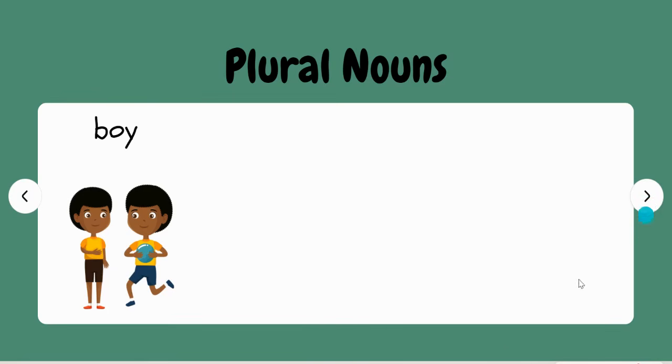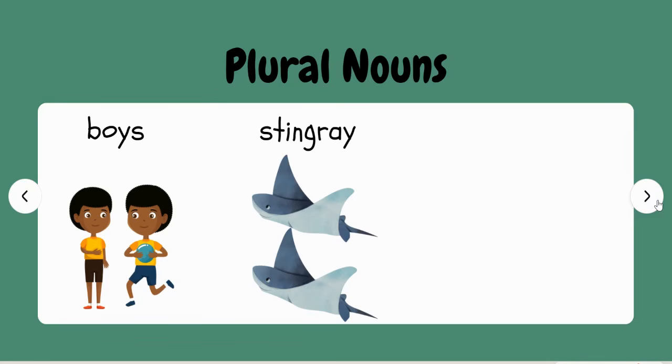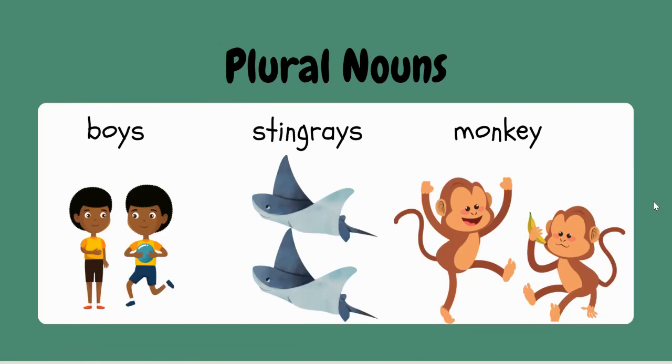For example, we see here that there are two. So instead of saying boy, we would make boy plural by adding an S for boys. We see here that there are two animals. So instead of saying stingray, we would make it plural by adding an S for stingrays. Again, we see here that there are two animals. To make it plural, we would add an S and make it monkeys.